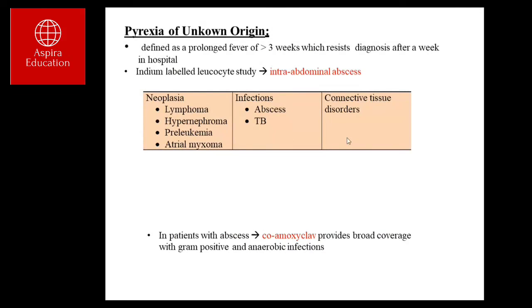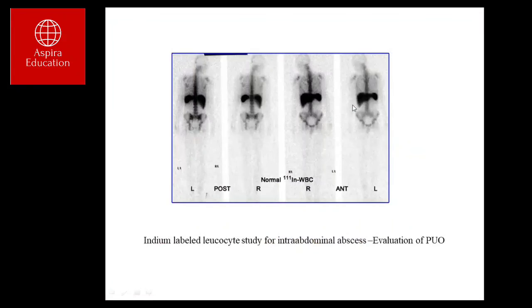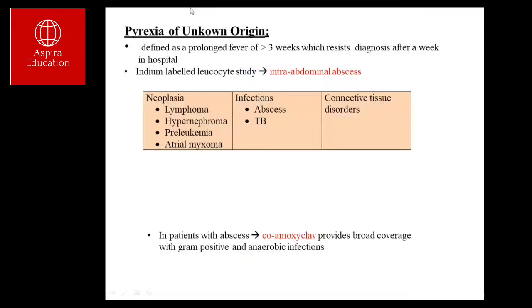These are the other things we should consider when we're dealing with a patient with pyrexia of unknown origin. Common causes are neoplasia like lymphoma, hypernephroma, which is basically renal cell carcinoma, pre-leukemia, atrial myxoma, infection like abscess and TB, or connective tissue disorder like SLE. One of the options when you're evaluating a patient with pyrexia of unknown origin is suspecting an intra-abdominal abscess.